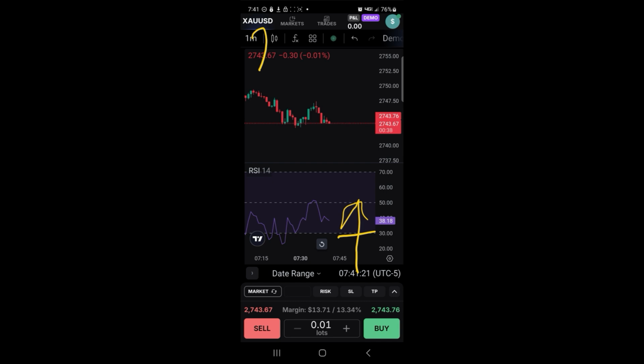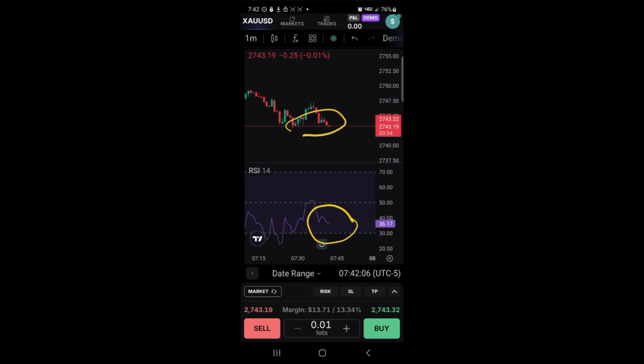The other thing that I look for is resistance. As you can see here, there have been several candles that have made it to this point, but have not broken below it. So with these two pieces of information, I would be preparing to open a buy position. But this is still not all the way down.